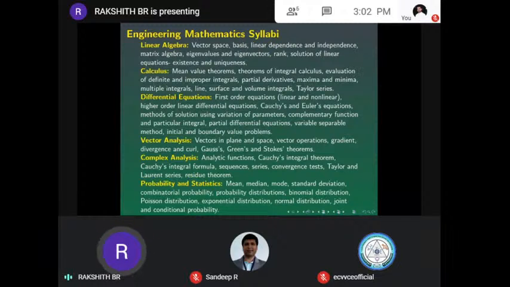Today I'll be dealing with the topics linear algebra and differential equations. Within 2 hours we cannot cover the entire range, so I'll pick some topics from this syllabus and we'll discuss some questions that have appeared in previous GATE exams. Okay. So let me start with the topic linear algebra.